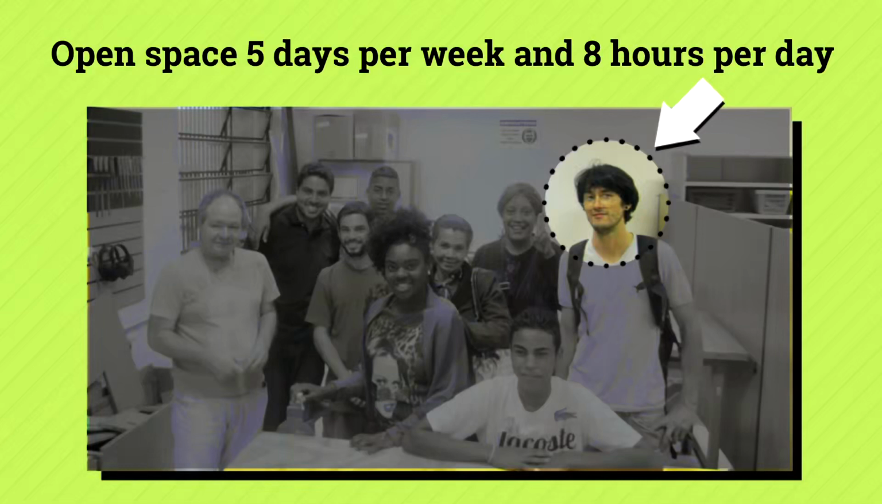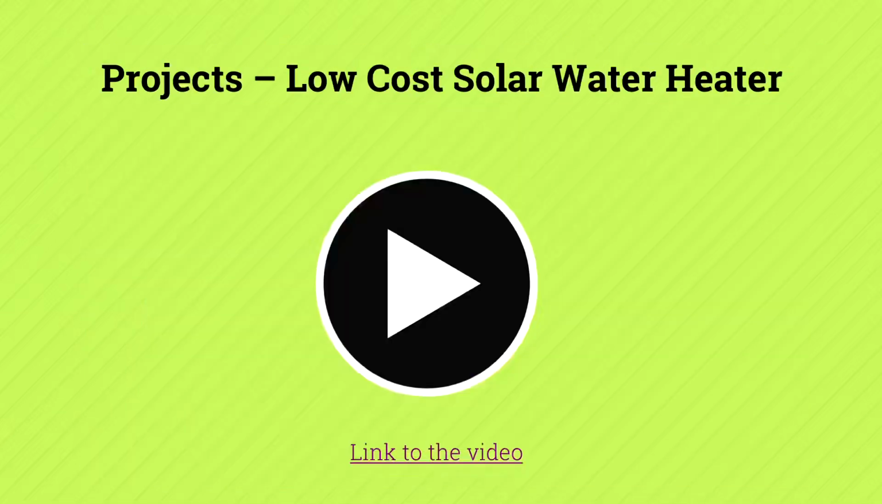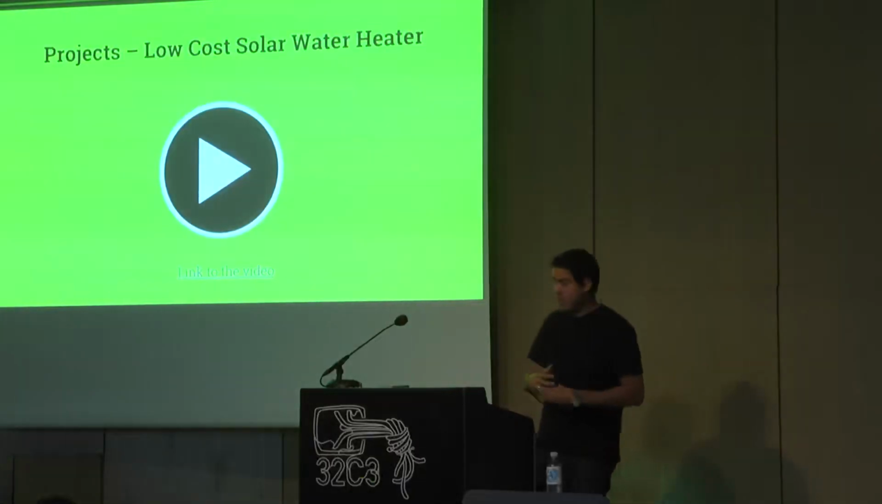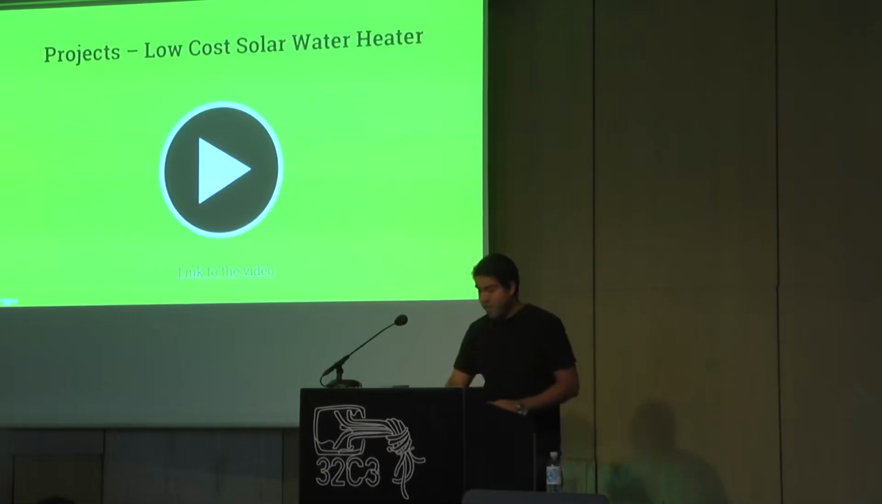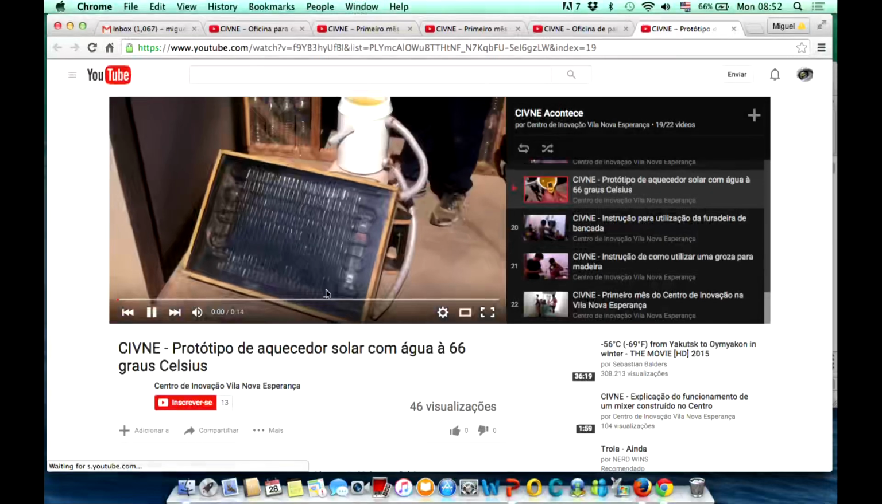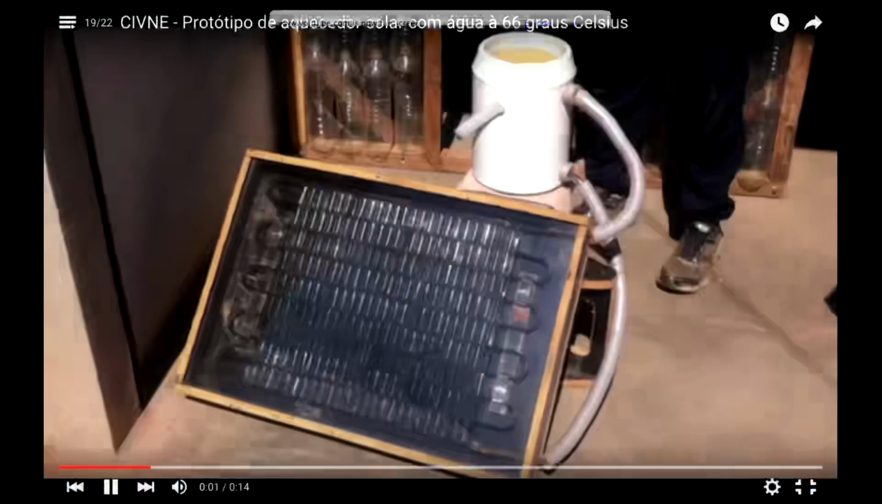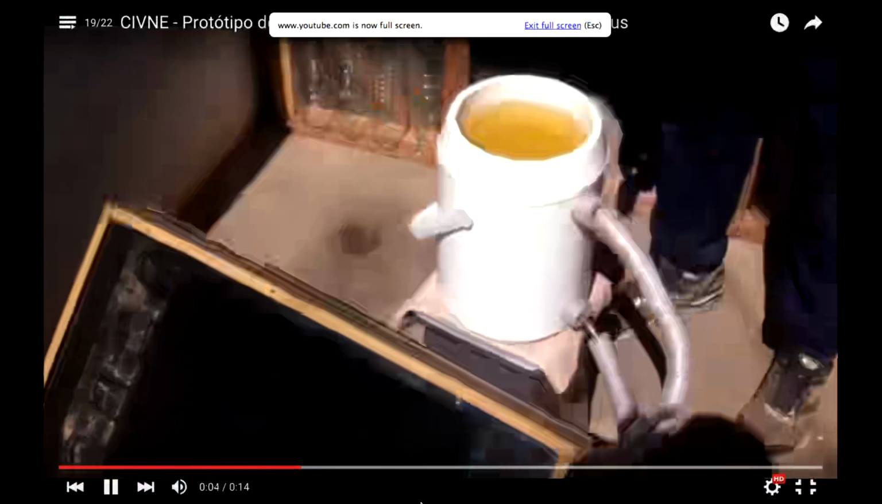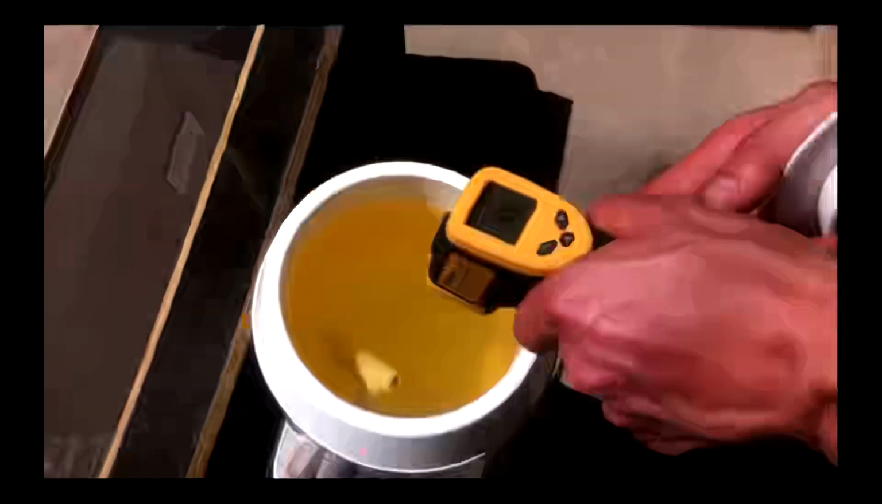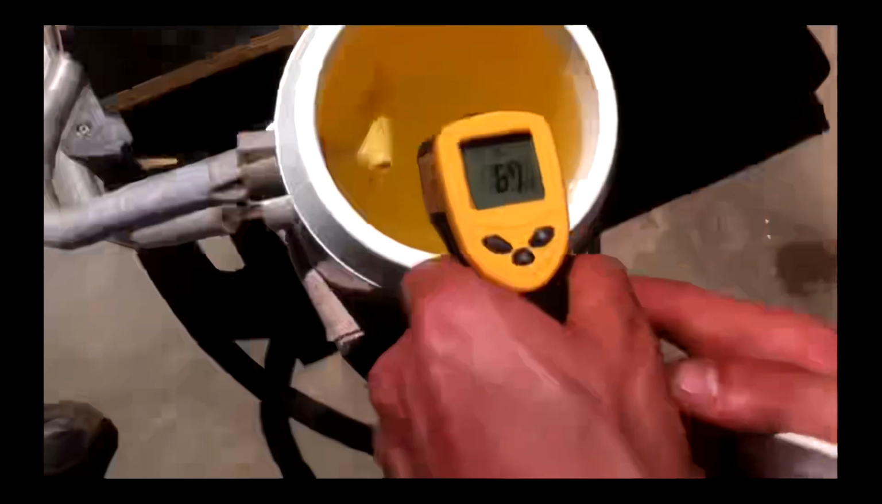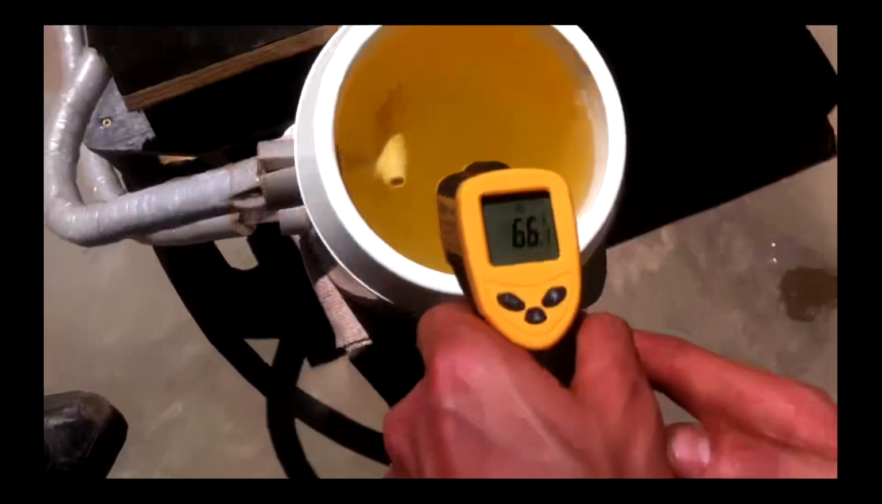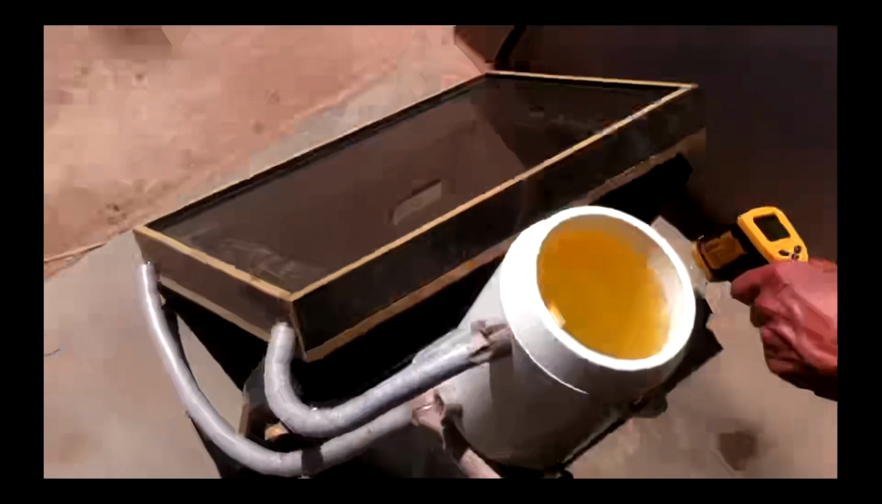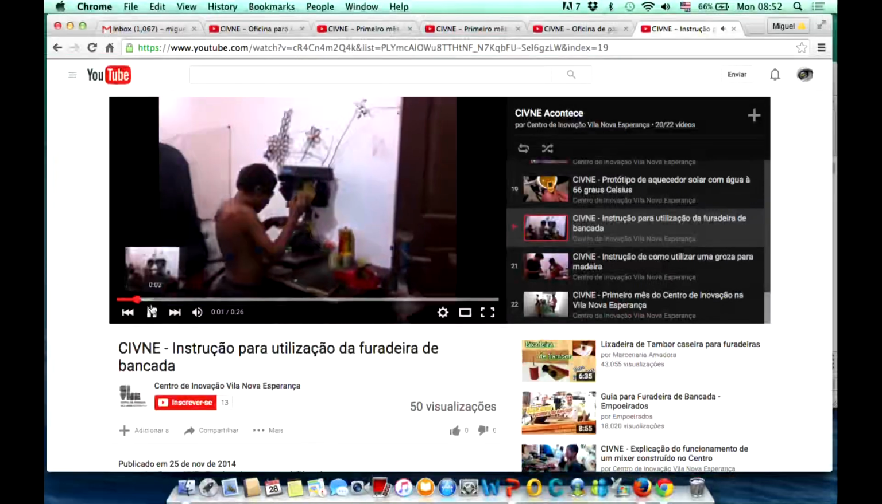This guy's name is Tempei, and he's a maker with good hands. And because we started to open 24 hours per day, new projects started to happen. That's a low-cost solar water heater that we have in one of our communities. So new ideas started to come. This is Celsius, it's not Fahrenheit. So what we can see, more projects here.